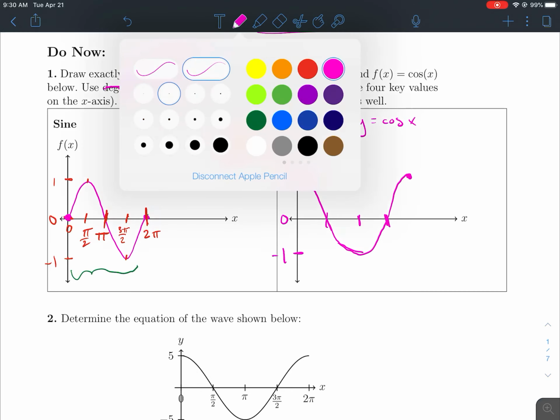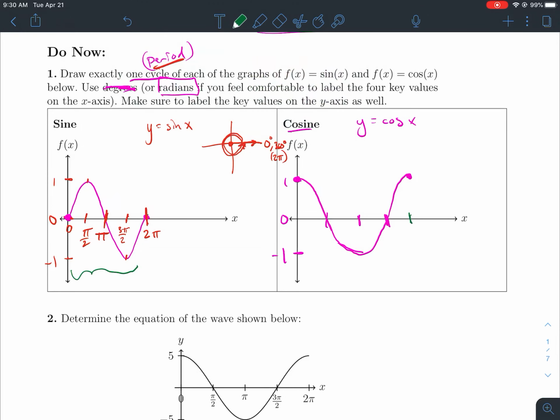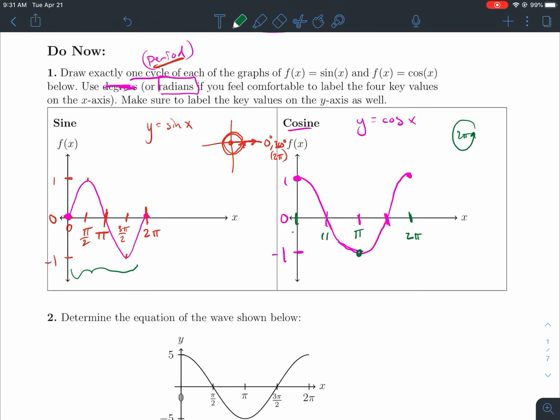Now being specific about these key values. Where it hits its maximum again, that's a full cycle, 2 pi, 360 degrees. Halfway in between, where it hits its minimum, is pi. Halfway in between those, where it hits 0, is pi over 2. And halfway in between pi and 2 pi, that's 1, 2, 3, 3 pi over 2.